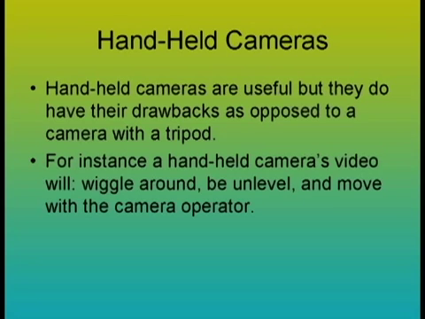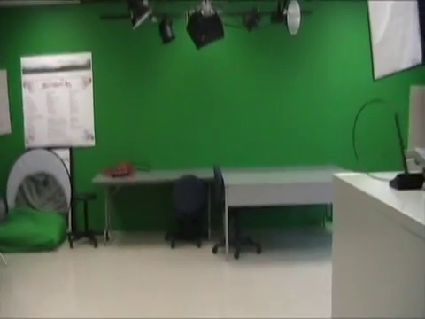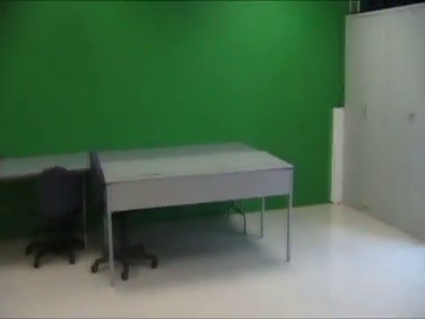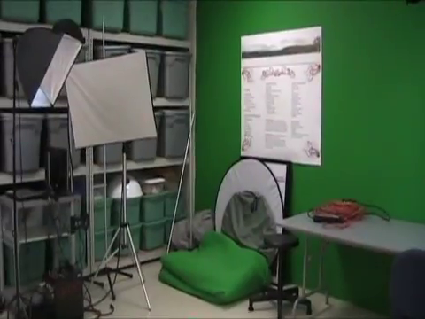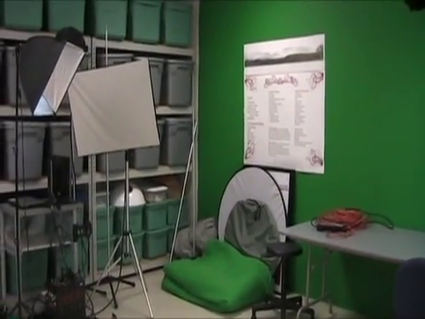Handheld cameras are useful, but they do have their drawbacks as opposed to a camera with a tripod. For instance, a handheld camera's video will wiggle around, be unlevel, and move with the camera operator. As you can see here, your footage moves as you move. Your footage can be tilted and unlevel. Your video can even shake when you're standing still.